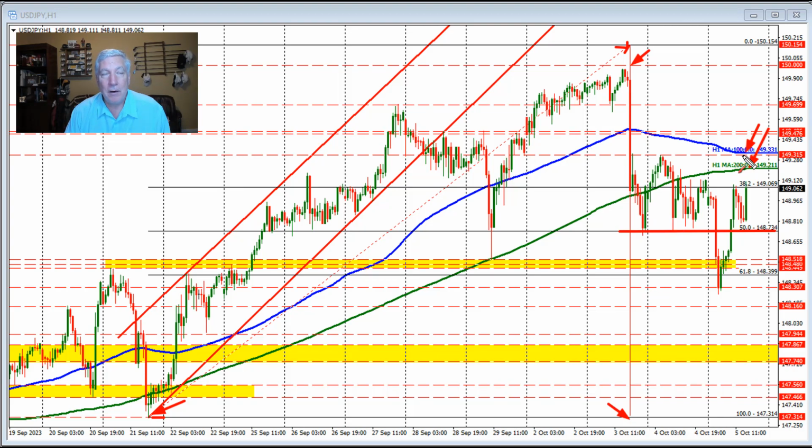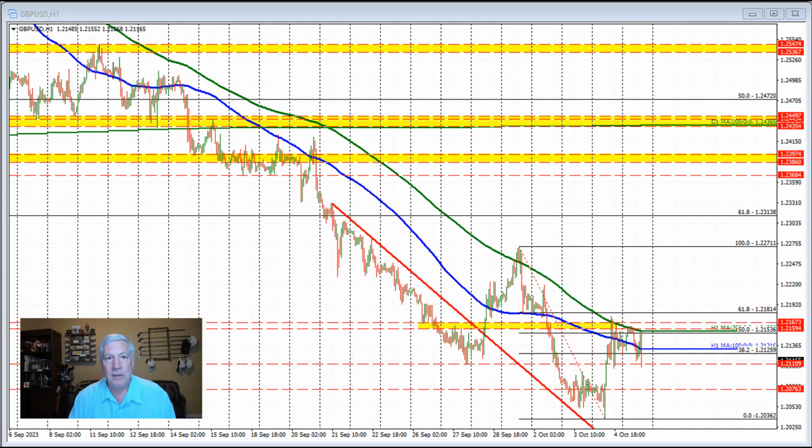So we have to be aware of that. We've already seen it in this sharp move to the downside. So just be aware that although the price may move above the 100 and 200 hour moving average, and that's more bullish, we have to keep our eyes on the potential for intervention or the threat of intervention that could cause the price action to be very volatile. Let's take a look at the sterling versus US dollar next.